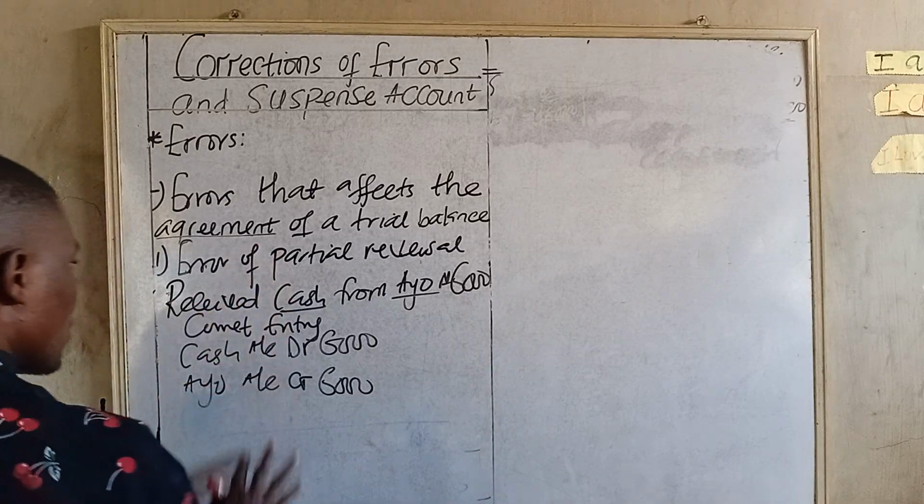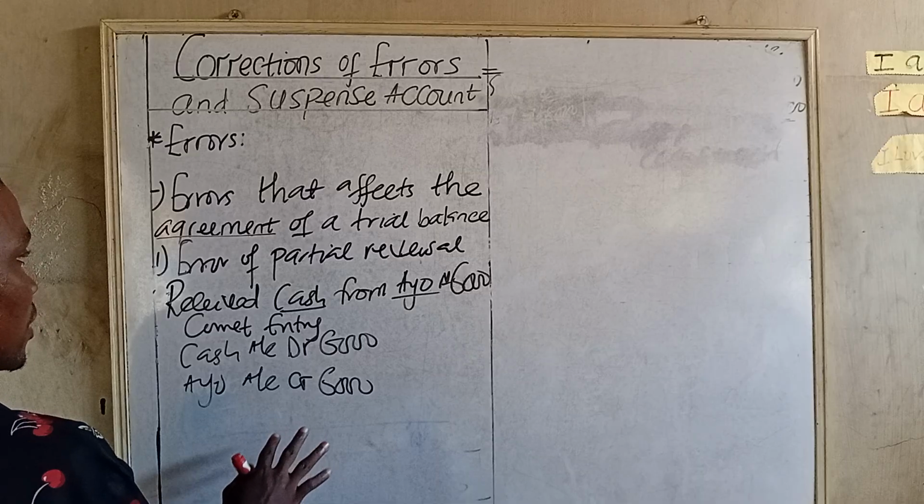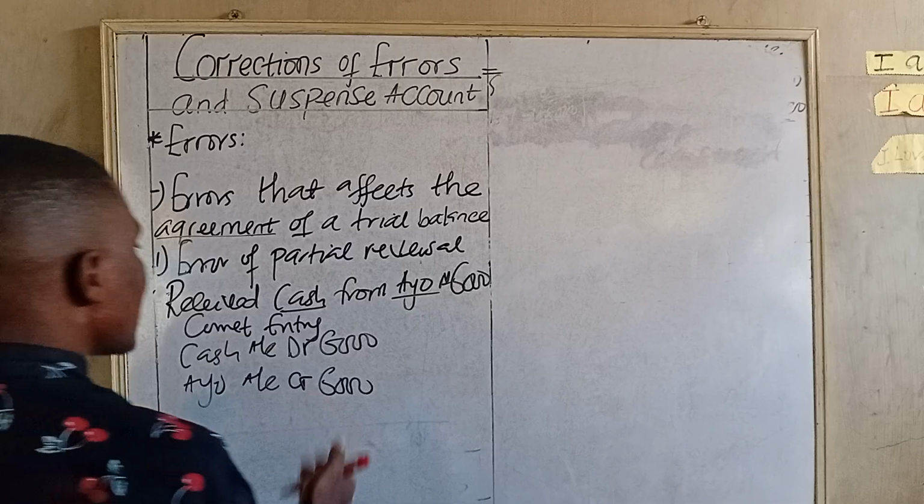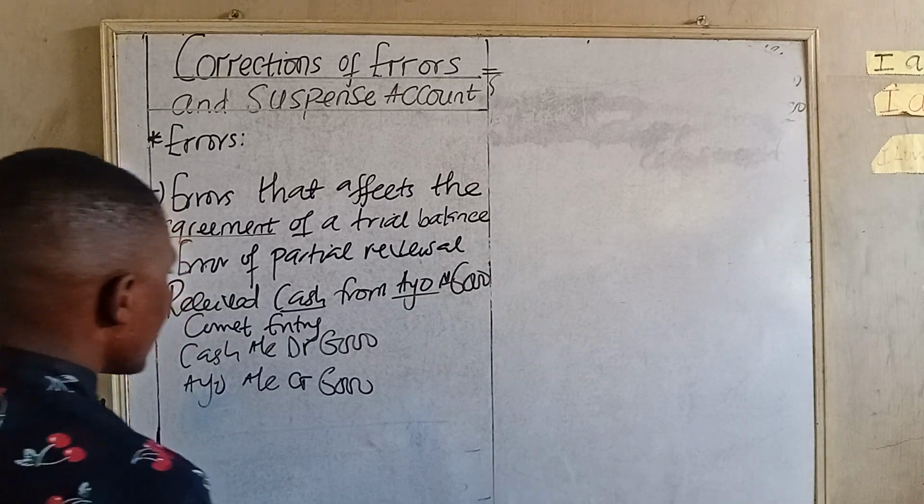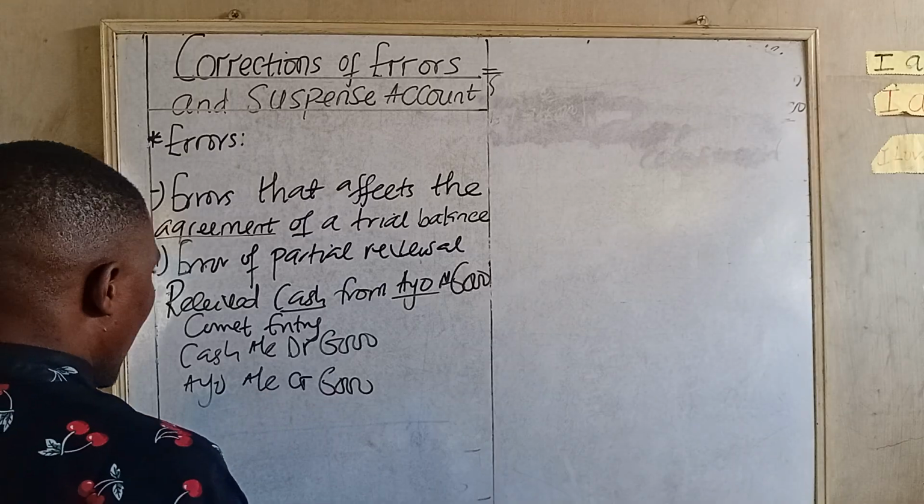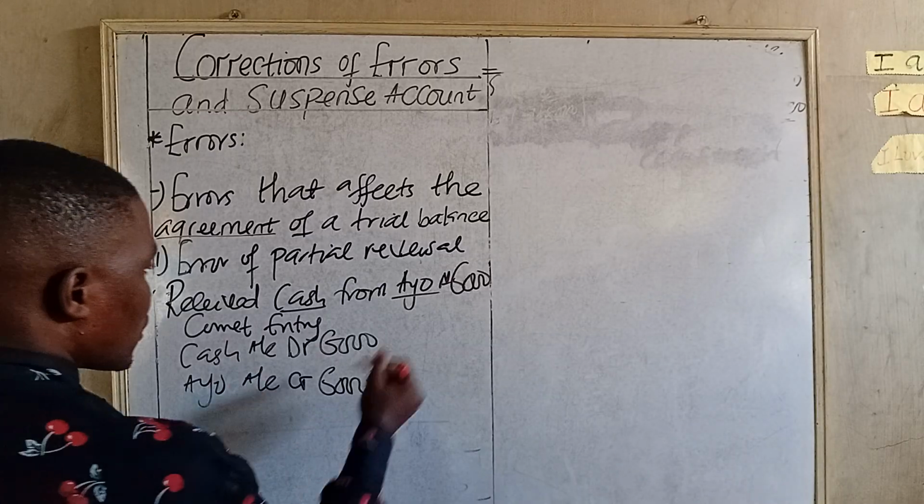This is the correct entry that we're supposed to record. But the issue here is that they said one side is correct. Are you with me now? One side is correct. Let's say this side is correct.